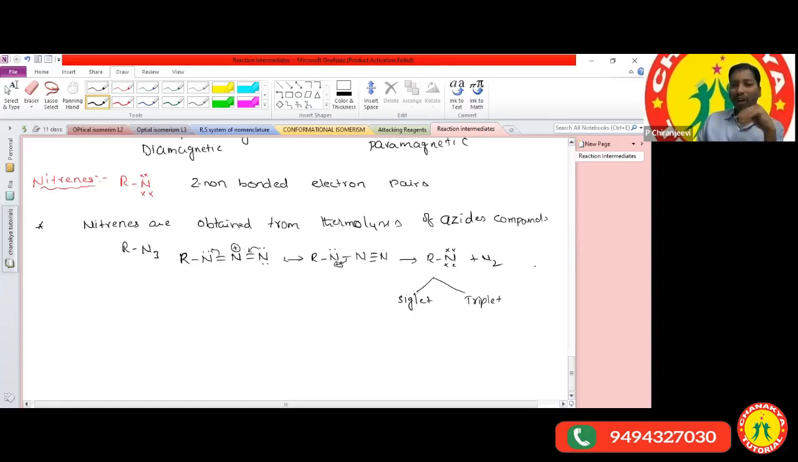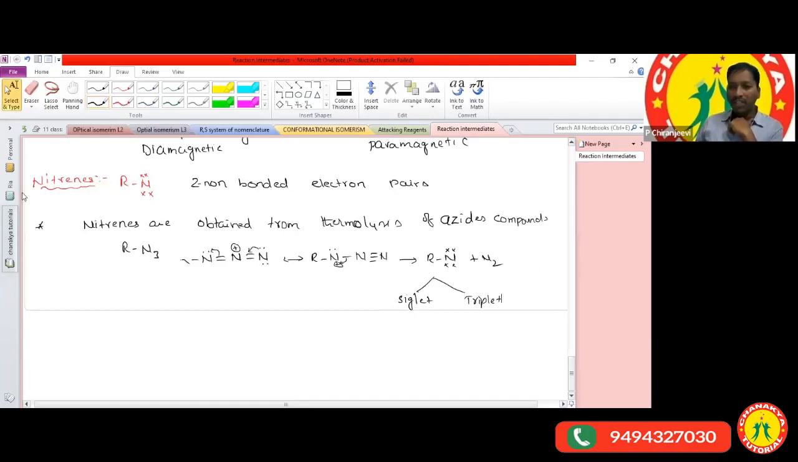So like the carbenes, nitrenes also have two types. What are the two types of nitrenes? One is the singlet nitrene, and the other we call a triplet. Now you have got the clarity, all of you. Then we'll go for benzyne.